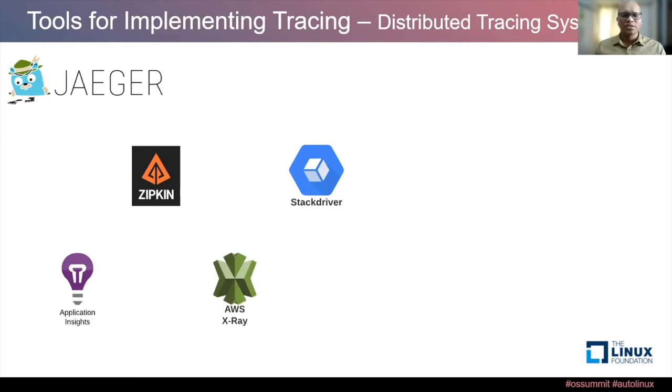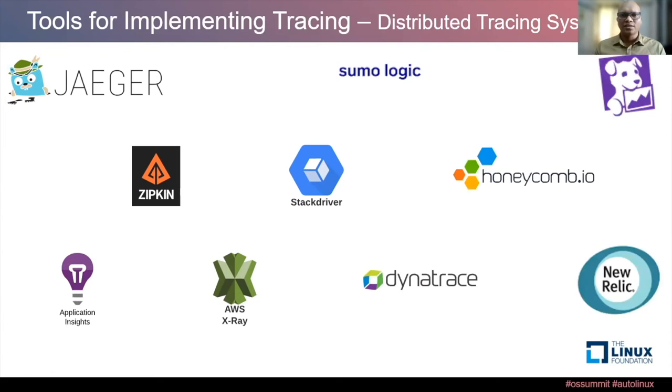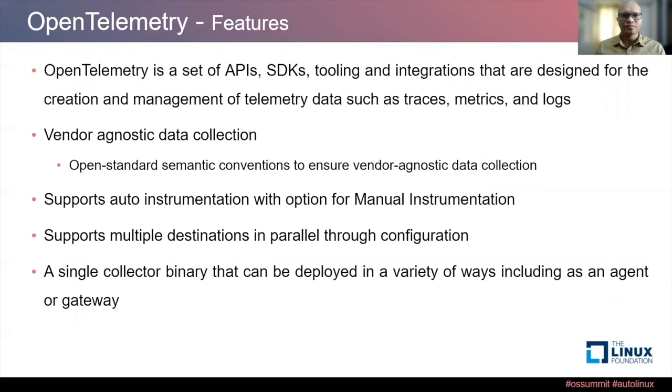From the cloud platform side, it is Azure Application Insights. Then you have AWS S3 and Google Stackdriver. And from the third party perspective, you have SumoLogic, Datadog, Honeycomb, Dynatrace, New Relic, and many more, right? So these are the different distributed tracing system providers. They are much more than that, right? SumoLogic and Datadog, the third party providers, provide much more than this, but this is also a part of their offering.